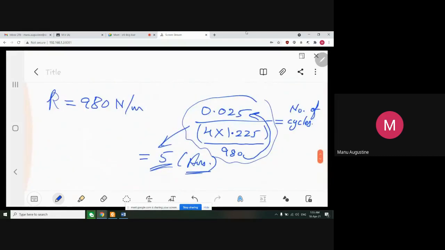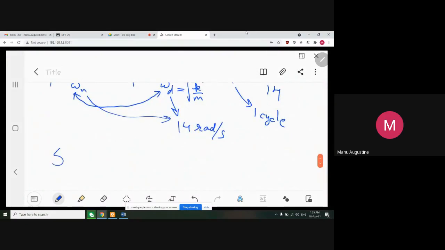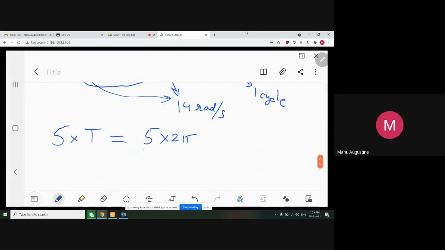आपका 50% रिडक्शन होने में 5 साइकिल लगे. So your answer is simply 5 times the time period was the total time taken to achieve 50% reduction in amplitude. This is basically a calculation of 5 into 2π divided by 14. So this should come out to be approximately equal to 2.242 seconds. This is the answer.